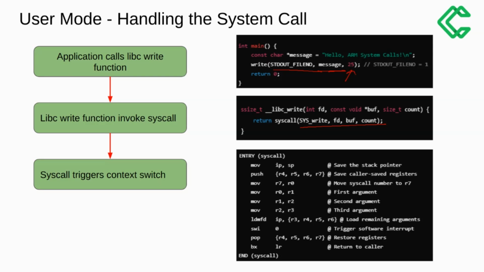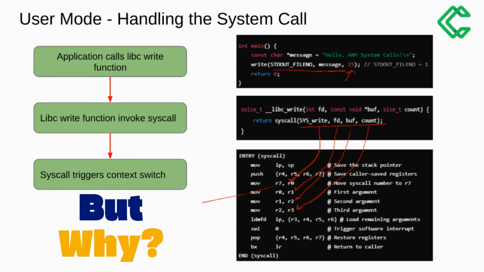Now how these 4 arguments are passed to the kernel and how the mode switches from user mode to kernel mode, let's understand in detail. In the context of the ARM 32-bit processor, function arguments are passed in registers. So the first argument is passed in the R0 register, the second in R1, the third in R2, and the fourth in R3 of the ARM processor. Now to pass these arguments to the kernel, the system call number is placed in the R7 register, and the rest 3 arguments are placed in R0, R1, and R2.